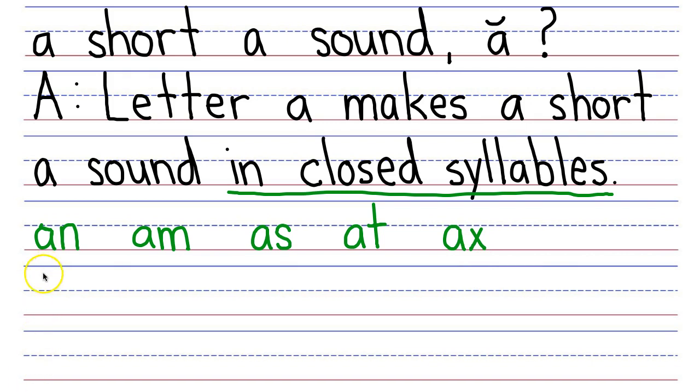First word, bad. We have a B that says B, an A that says A, and a D that says D. And the reason you know that A says A is because it's in a closed syllable, where this is the syllable, bad. It's a one-syllable word, and it ends with a consonant, so it's closed. B, A, D. Mad. We have an M that says M, an A that says A.